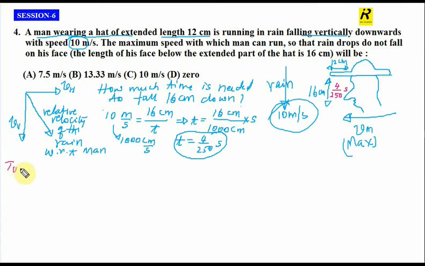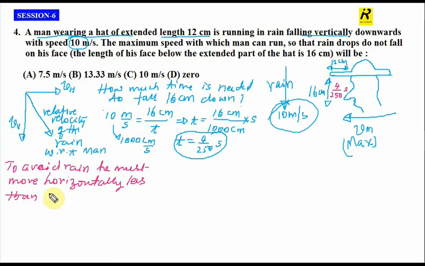So to avoid rain, he must move horizontally less than 12 centimeter in 4 divided by 250 seconds. That means his speed Vm must be less than 12 centimeter divided by the time, which is 4 divided by 250 seconds. So this is how we can write it.